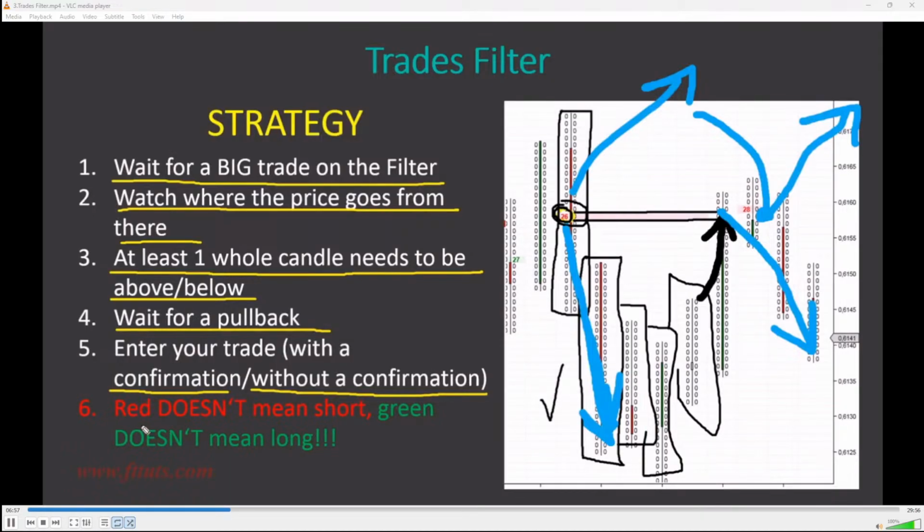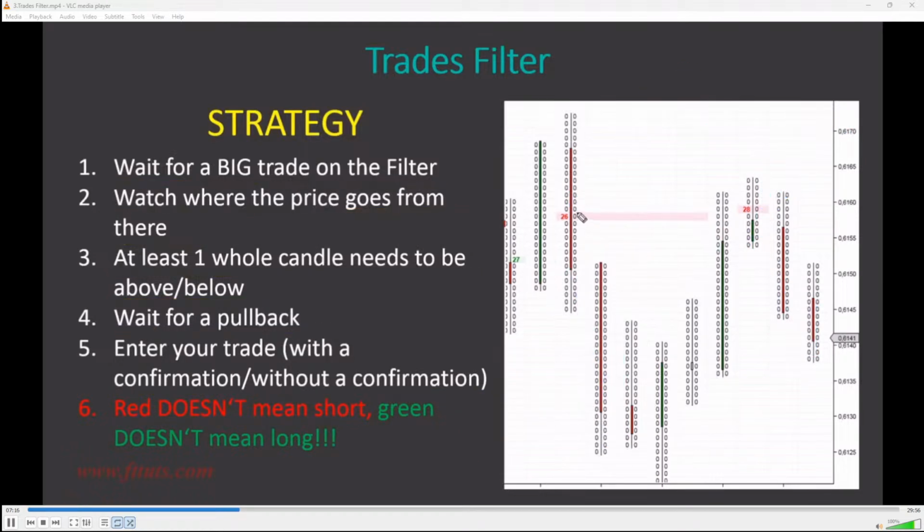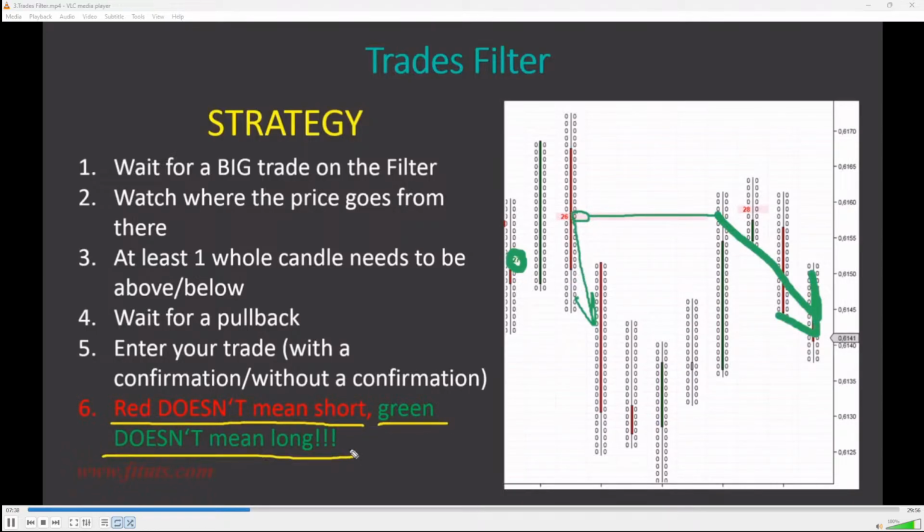Now, this is an important thing. If the highlighted color is red, or if the number is red, which is a number on bid, it doesn't mean that you would go short. The big number, in this case, could for example be in here, and still the price would go downwards from it. And even though the number was printed in green, like in here, you would still go short. All right, so red doesn't mean short, and green doesn't mean long.